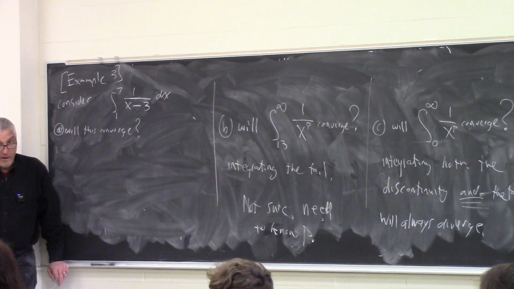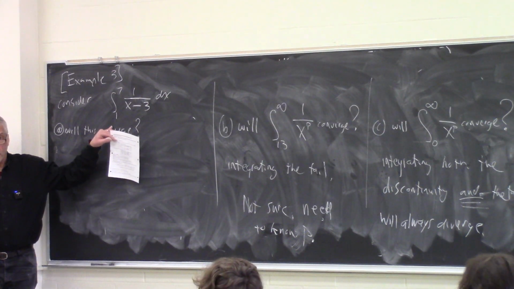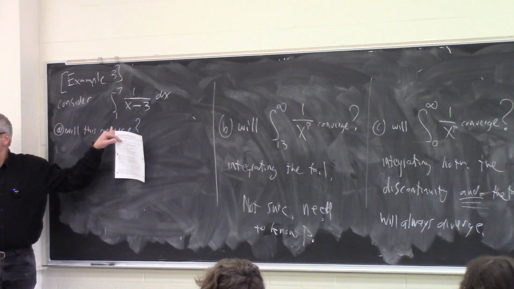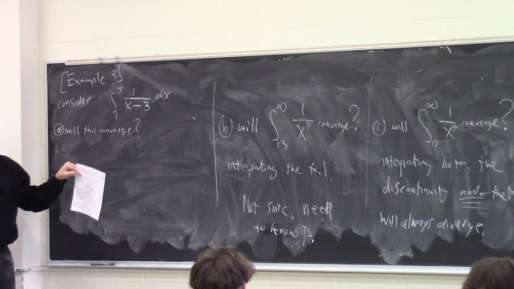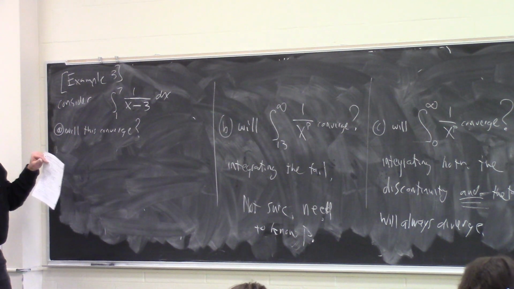We're not integrating the tail, though. What did you say about the tail? The tail diverges when p is equal to 1. But we don't have the tail here. That's the thing. We're not integrating the tail because we're not going to infinity. So we're integrating the discontinuity, and the discontinuity is somewhere inside the interval.